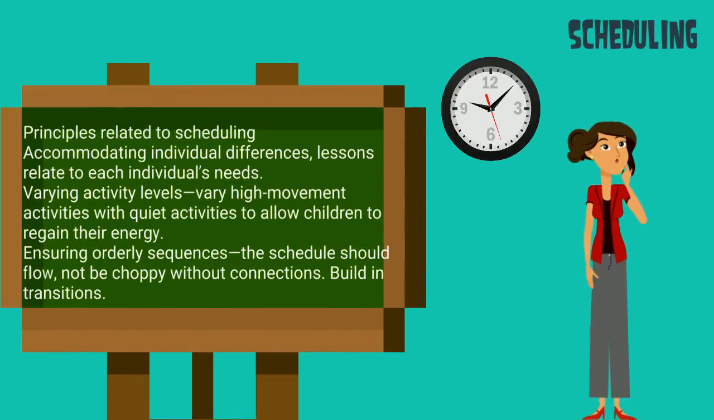Principles related to scheduling. Accommodating individual differences. Lessons relate to each individual's needs. Varying activity levels: very high movement activities with quiet activities to allow children to regain their energy. Ensuring orderly sequences. The schedule should flow, not be choppy without connections. Build in transitions.